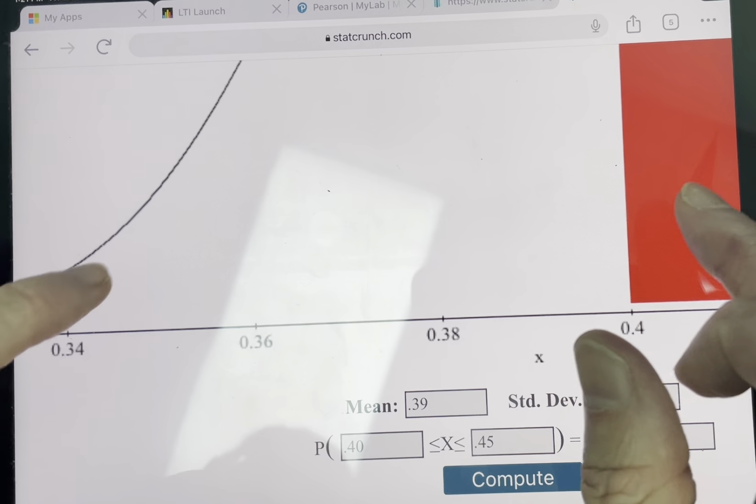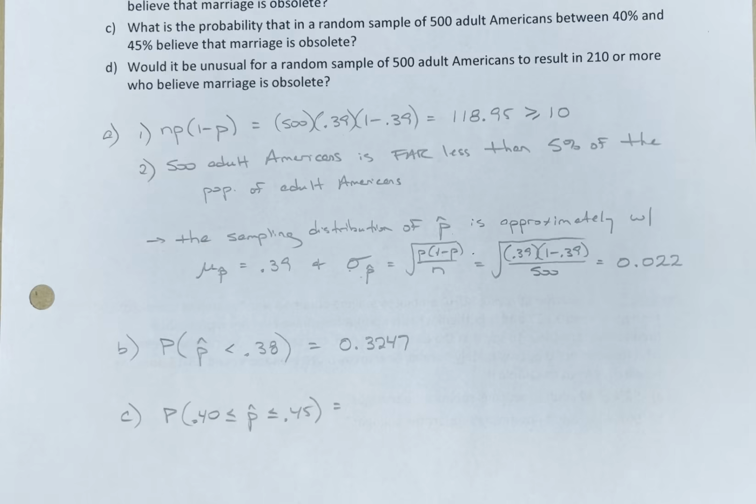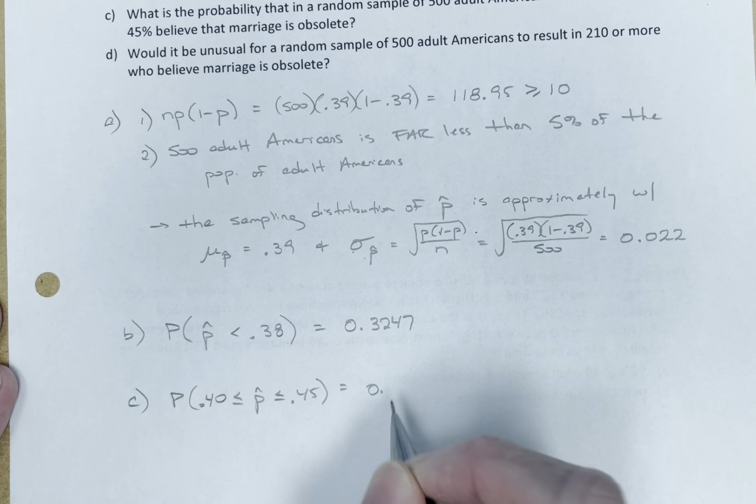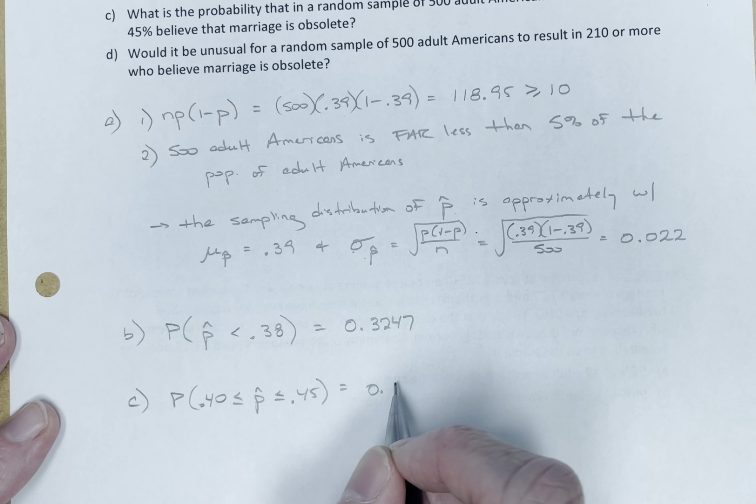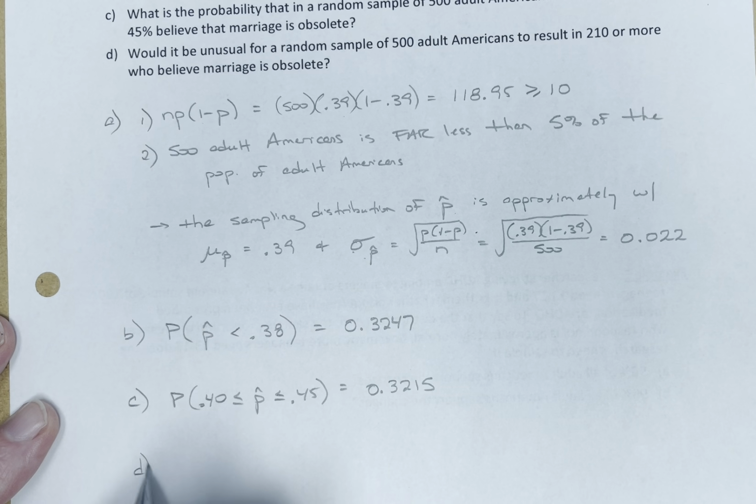Looks like I've got 0.3215. And you can see, before I take that away, this is between the two: there's your 0.4 and there's your 0.45. So there's the area under the normal curve. And the probability is 0.3215 is what I have. Okay.